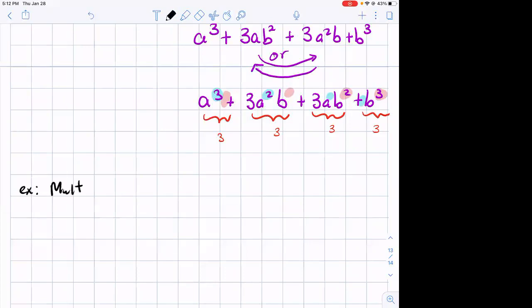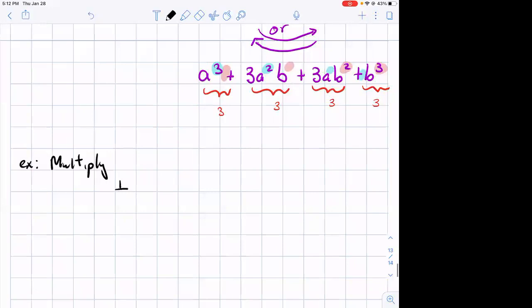multiply 1/2 x plus 1/3 times 3/4 x plus 1/3.